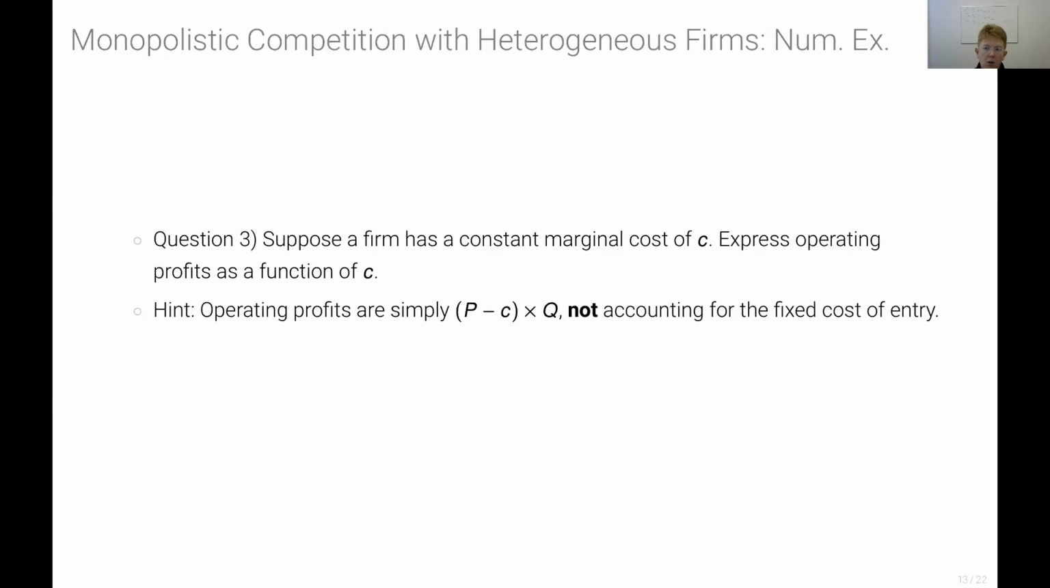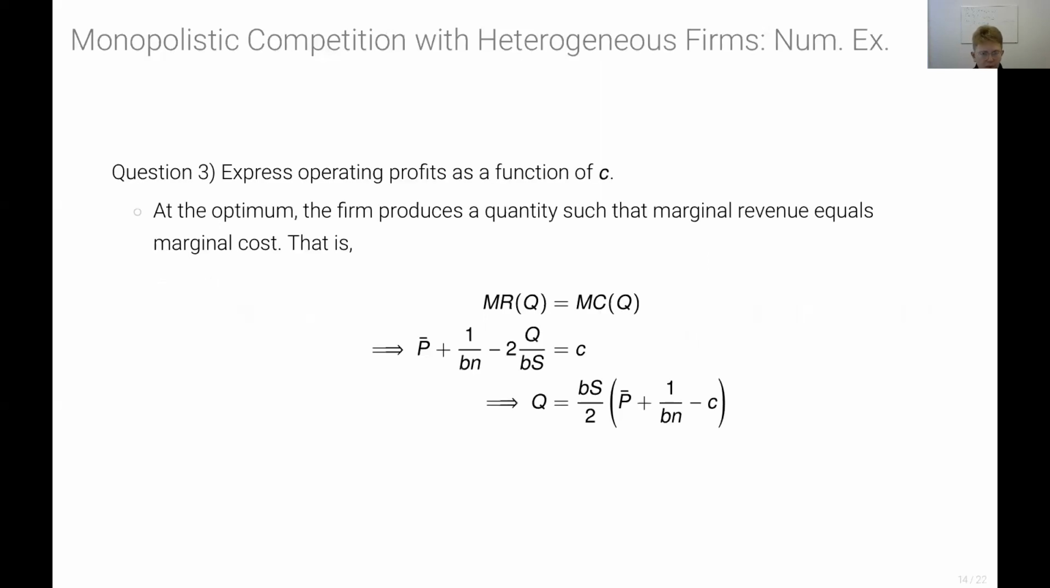So this is how we're going to use operating profits here to analyze whether or not a given monopolistic competitor should enter a market. And so, of course, we're going to want to ask the question of how operating profits are going to depend on marginal cost C. And so, to start off, first we want to figure out what quantity the firm is going to produce optimally.